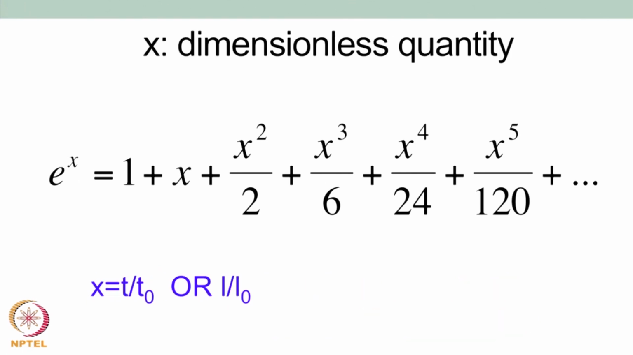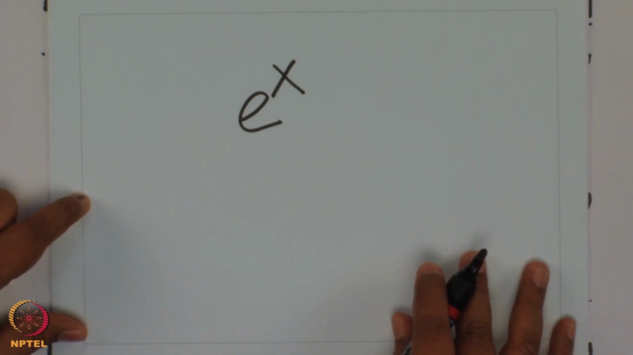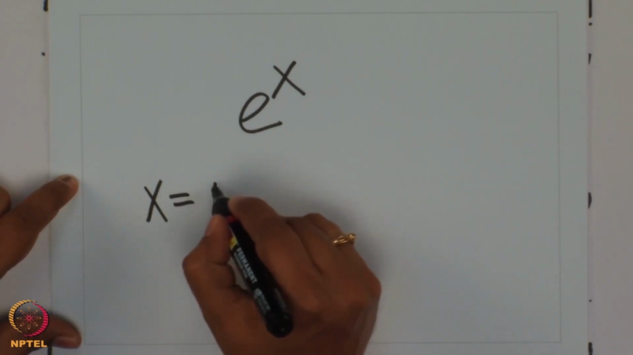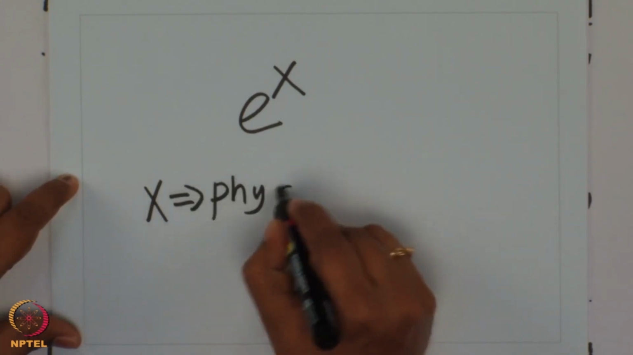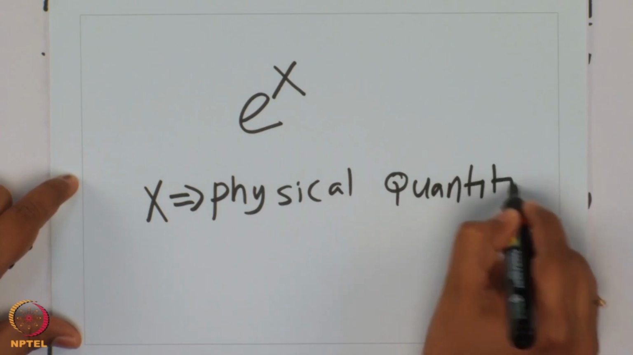One of the things that we want to note is that x is a dimensionless quantity. What do I mean by that? So when we learn math for biology, we should think of this not as simple mathematical equations, but as some physical quantities. So when we say e power x, this x will always be some physical quantity, something that you can measure in experiments.